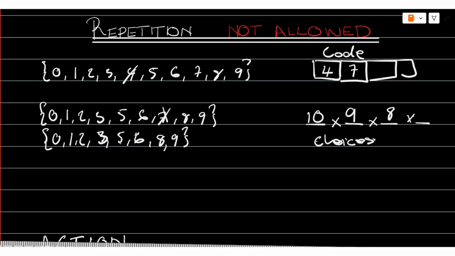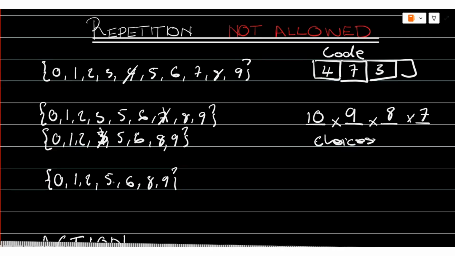Now let's make a choice. Let's choose 3. We cancel 3 out because it has been selected. Now we go ahead and recreate our set. We have 0, 1, 2, 3 is eliminated, 5, 6, 8, and 9. Let's count. How many choices do we have? We have 1, 2, 3, 4, 5, 6, 7. 7 choices.